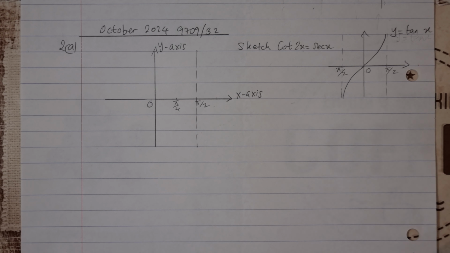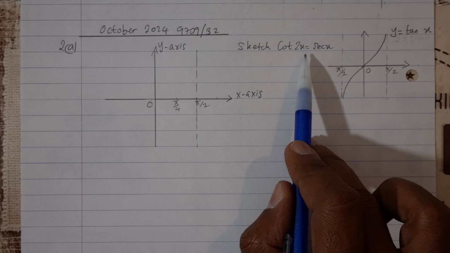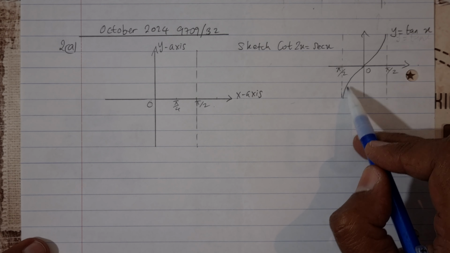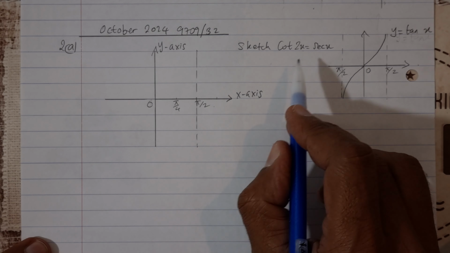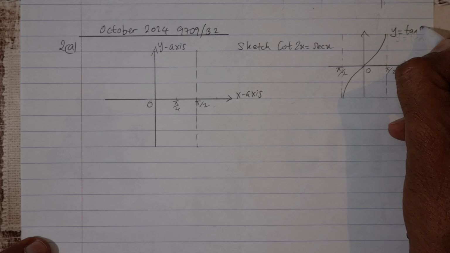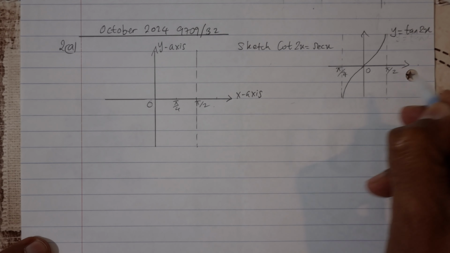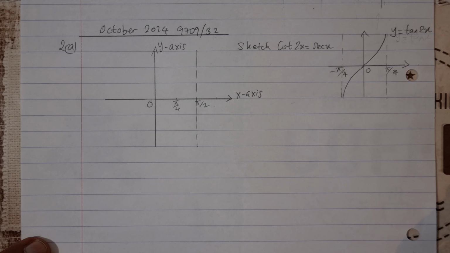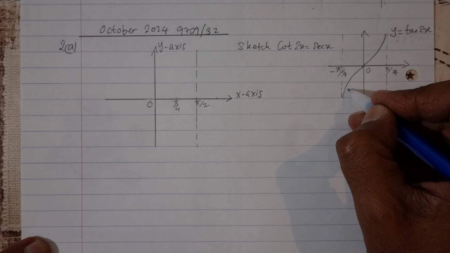Well, how do we go about and sketch a graph like this? Cot of 2x equal to sec of x. Now, it must be remembered that y is equal to tan x, the graph basically looks like this. And because there's a 2x over here, if I say tan of 2x, then this is going to come pi upon 4, minus pi upon 4, pi upon 4. So these are my vertical asymptotes.